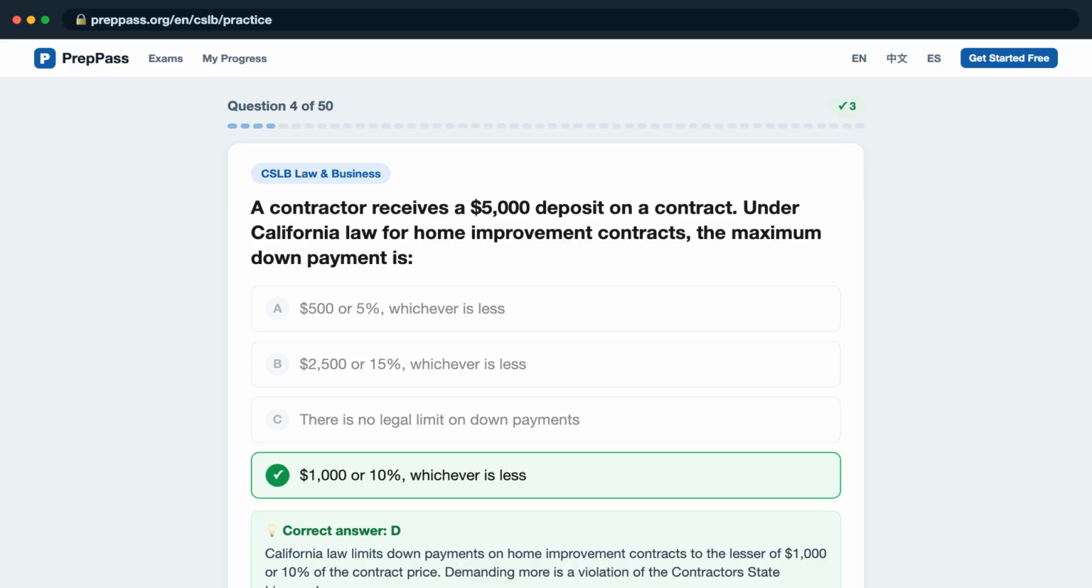The correct answer is D. California law limits down payments on home improvement contracts to the lesser of $1,000 or 10% of the contract price. Demanding more is a violation of the contractor's state license law.